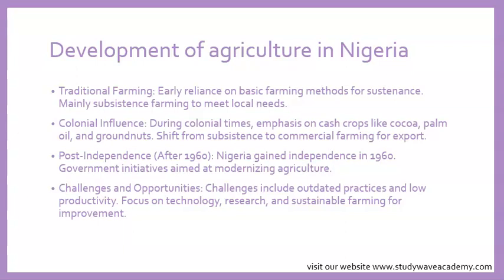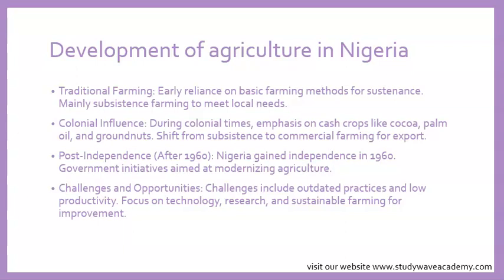And then colonial influence. During colonial times, there was emphasis on cash crops like cocoa, palm oil, and groundnuts, a shift from subsistence to commercial farming for exports. During the colonial period, Nigerians started growing cash crops like cocoa, palm oil, and groundnuts. They grew these crops for selling and exported them. So farming changed from meeting their basic needs to commercial farming.